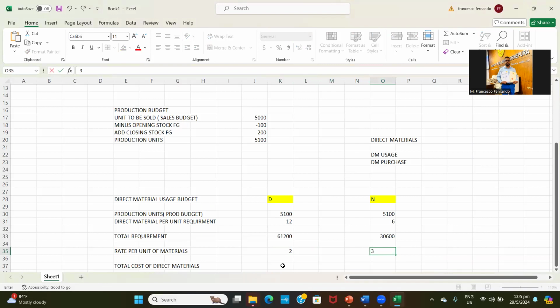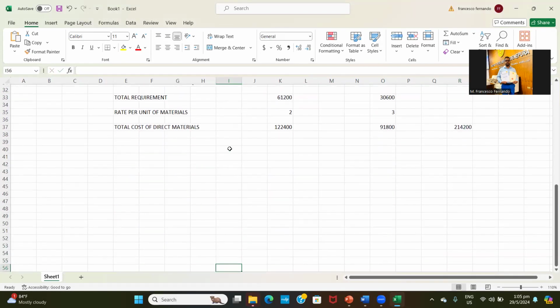So the total cost of direct material is 61,200 into 2, 122,400. And here 30,600 into 3, it is 91,800. So the addition of both is 214,200. So this is the direct material usage budget.